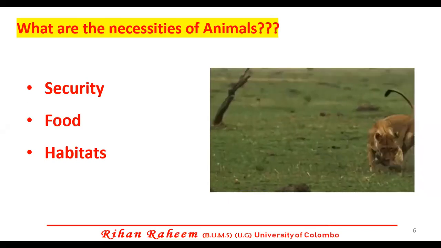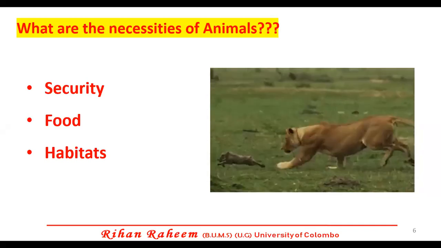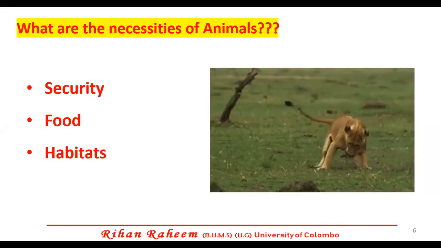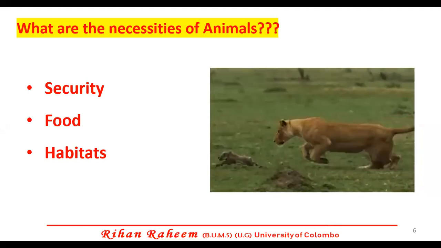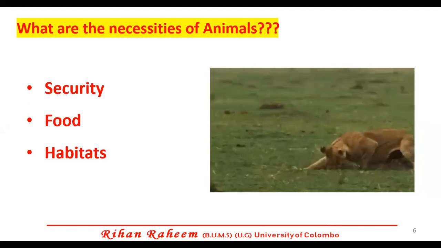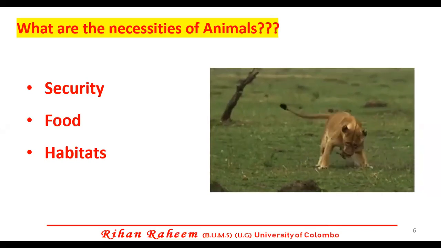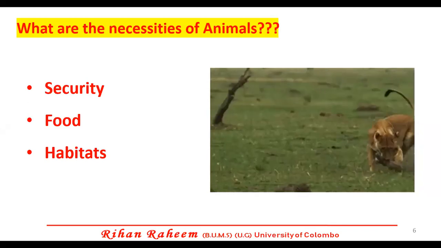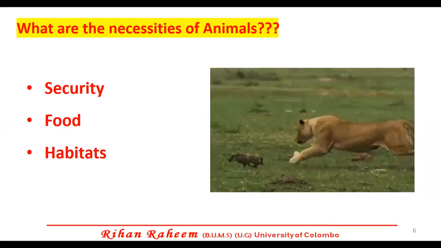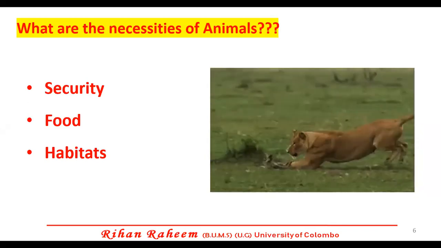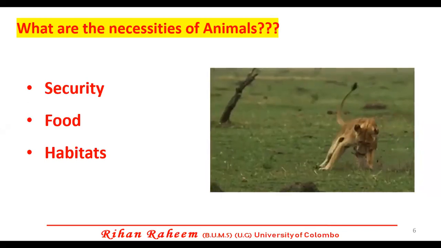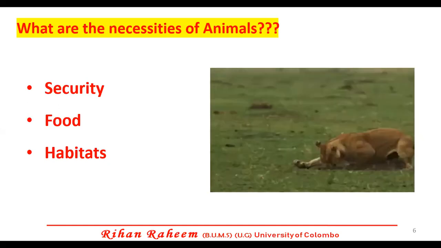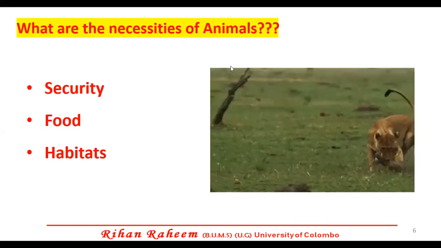Habitat means the place. In your home garden, there is a tree. In that tree, a bird is building its nest. So the habitat of the bird is in your home. That is the nest. Or else, let's say in your home, a squirrel is building its nest. In many people's homes, the squirrels are building nests. That's its habitat. So for habitat, it will move. So for food, it will move. And for security, it will move. So today we will be learning mainly about the food.